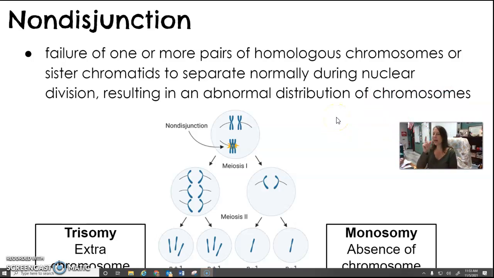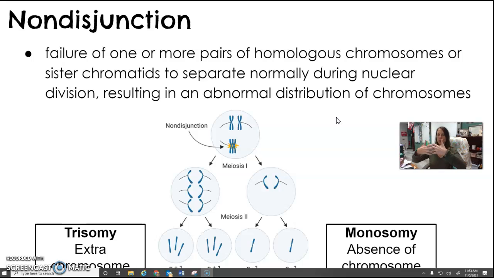The explanation that's written on here is kind of in fancy words, so let's just talk about it. You guys asked me about this in just about every class, right? When we were talking about how humans have 46 chromosomes and how you have to have 23 from your mom and 23 from your dad, you asked, what if that isn't the case? What if you have more than that? What if you have less than that? What that's called is nondisjunction.